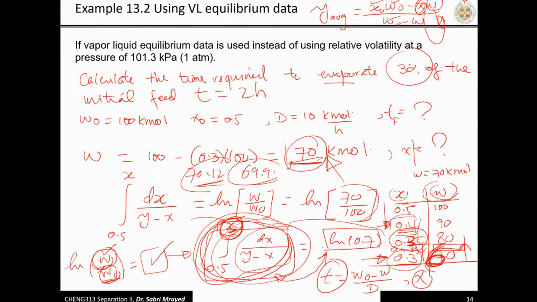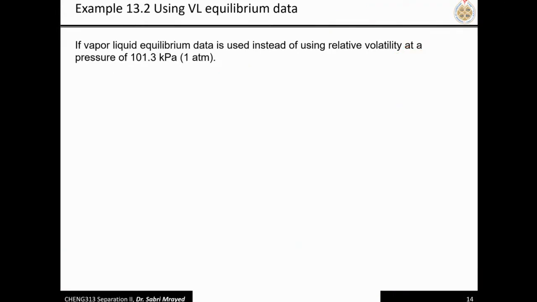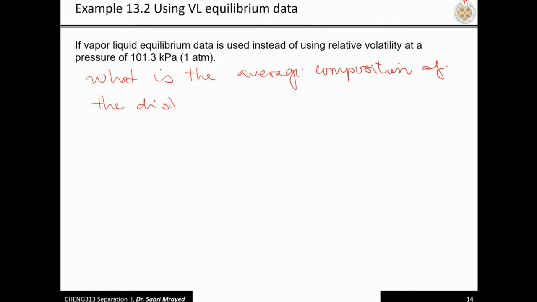You come to the equation here. Let me wipe some of this because it's become crowded. So now if it was like, for example, what is the average composition of the distillate after, let's say, 2 hours?